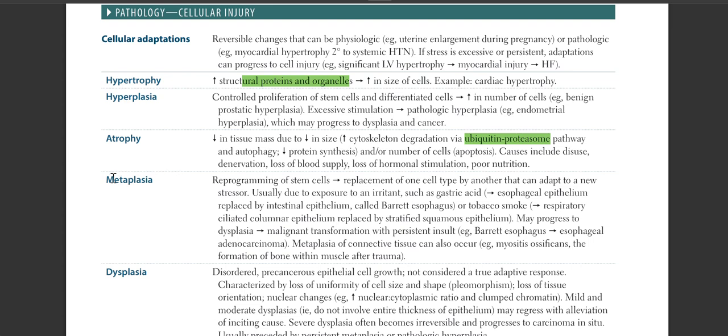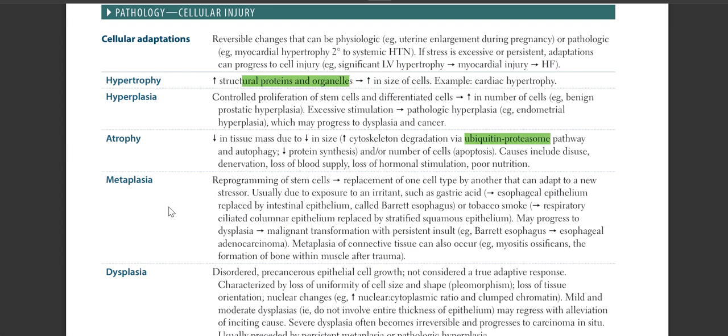Next is metaplasia. Now, metaplasia, as we said, is changing of cell type. Now, this change happens because the stress that is put on the cell is not what it's usually handling. Okay, let me give you an example. I'll give you the normal example.